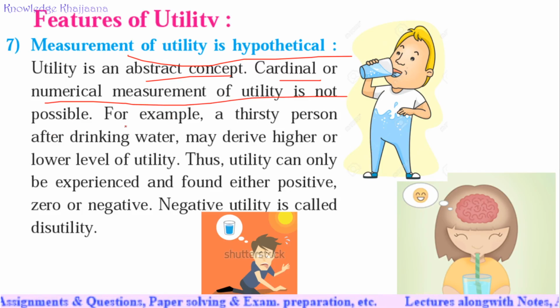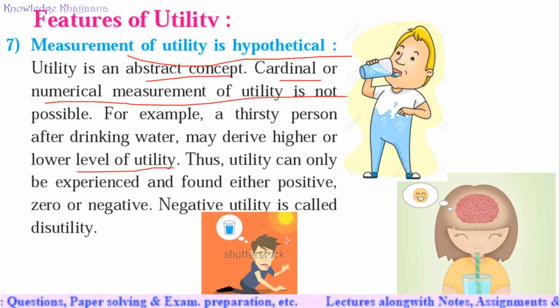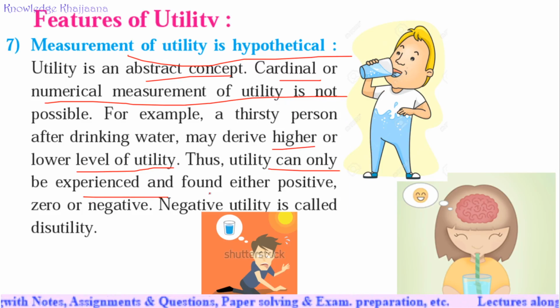For example, a thirsty person after drinking water may derive a higher or lower level of utility. See, the person was thirsty. He drank the water, and what he got was a higher or lower level of utility. Thus, utility can only be experienced and found to be either positive, zero, or negative. Negative utility is called disutility.